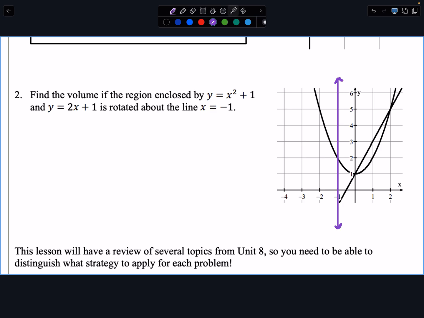Hey guys, what axis is this purple line parallel to? The x-axis or the y-axis? The y-axis. So that means I'm integrating this with respect to y. So this means that everything needs to be dy. So that means that I need to take each equation and get x by itself.